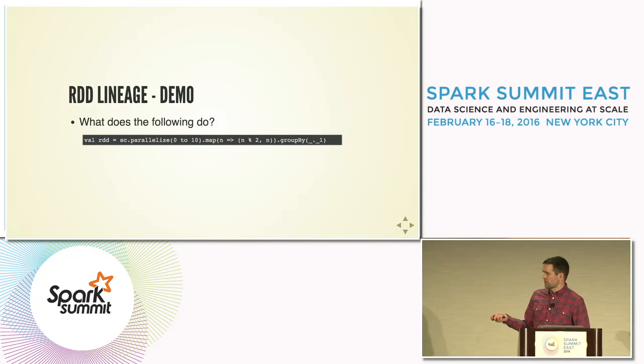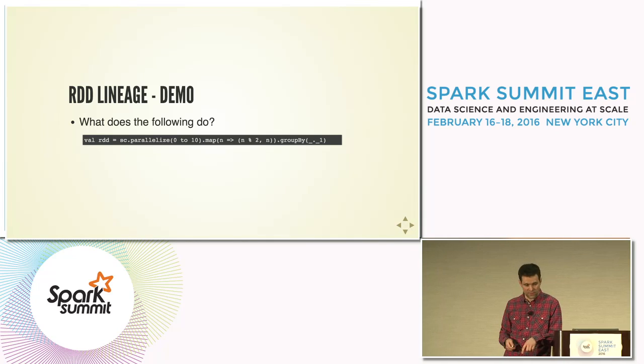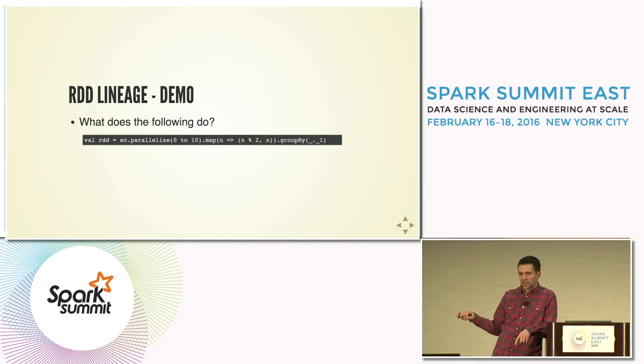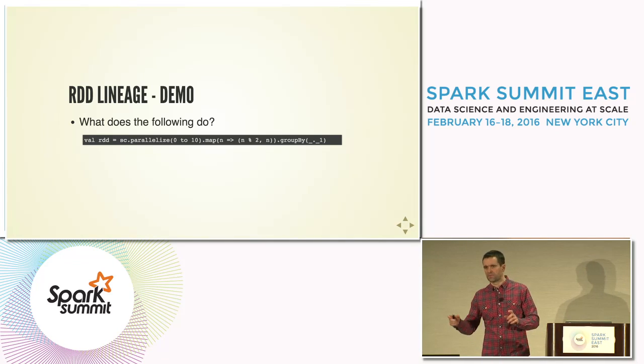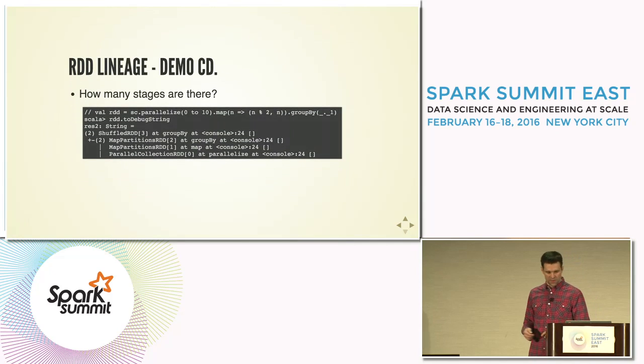So this is a kind of demo on a slide. I'll have some demos on my laptop. Not sure if I have enough time. Anyway, so what does this do? I parallelize a 10-element collection. Then I map it over to create a collection of pairs, and then group by the first element. Pretty much to create a collection of pairs. Yeah, that's pretty much it. So how many stages will I end up with?